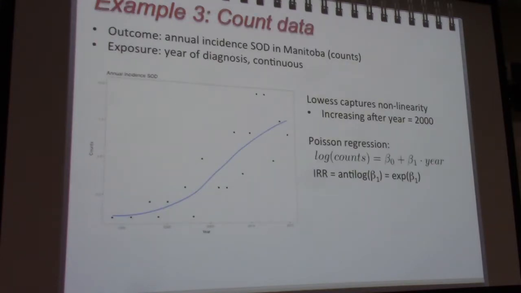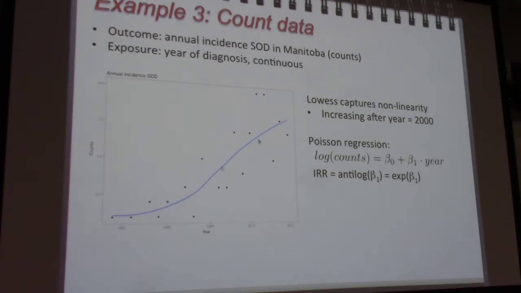So before we get into the meat of the day, I wanted to give you some common examples. These are data we looked at earlier, where we looked at the incidence of septo-optic dysplasia in Manitoba, which is a count variable, and our single exposure was year, which is a continuous variable.